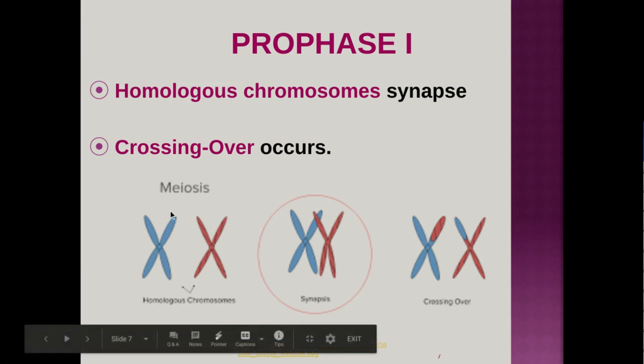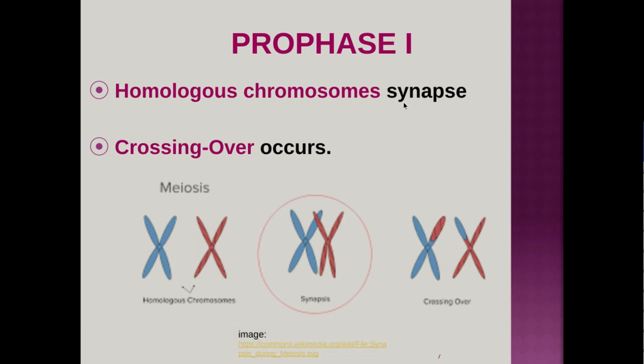So you have chromosome from dad has to find chromosome from mom. You have 23 pairs of chromosomes. That means chromosome number 1 from dad has to find chromosome number 1 from mom. Chromosome number 2 from dad has to find chromosome number 2 from mom. That's a lot of matching up. So the new word for that is synapsis, when those come together.